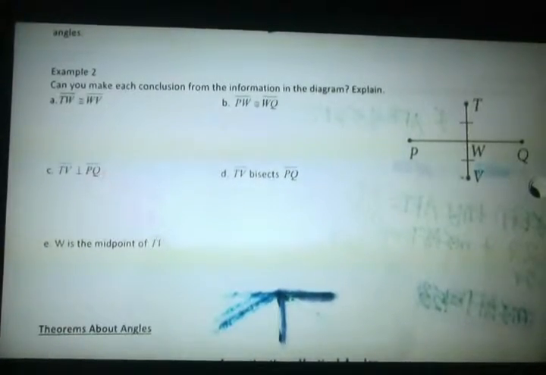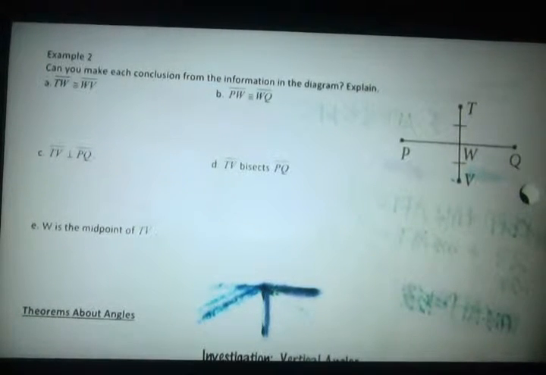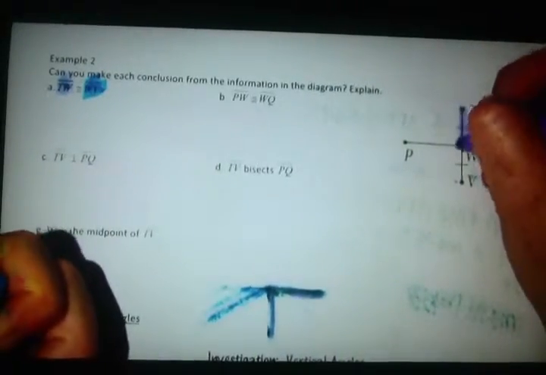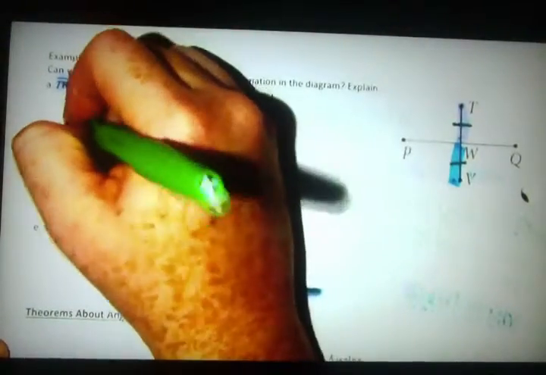Okay, so let's look at example 2. Maybe some examples of what you can't conclude. There it is. Answer the question. Can you make each conclusion from the information in the diagram? Explain. Alright, so let's look at it. TW is congruent to WB. Here's TW. Here's WB. Okay. Are they congruent? Well, yeah, they definitely are, because what's going through them? The mark, the dash. Right? So yes, they are marked.